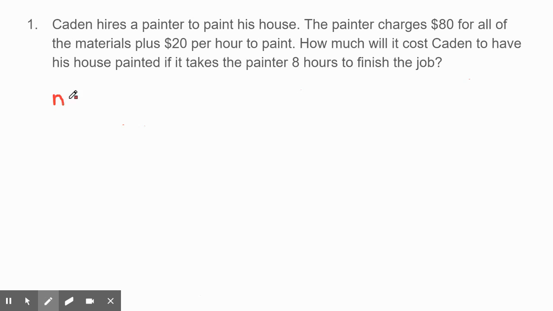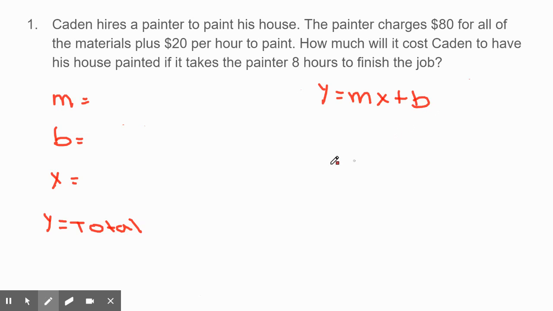So we need to find our M. We need to find our B. We need to understand what X represents. And for the most part, Y is always our total. And we know it all needs to be put together in Y equals MX plus B form to find our answer. So M, what's reoccurring? What can be applied more than once? Looking for words like per, and, for every. Well, this says $20 per hour. So this 20 is going to be represented with M.